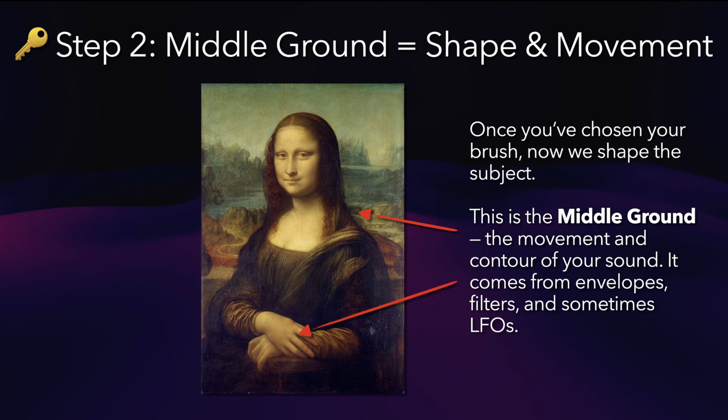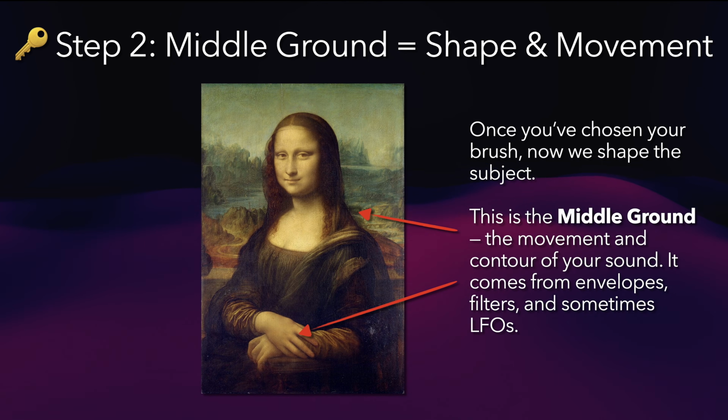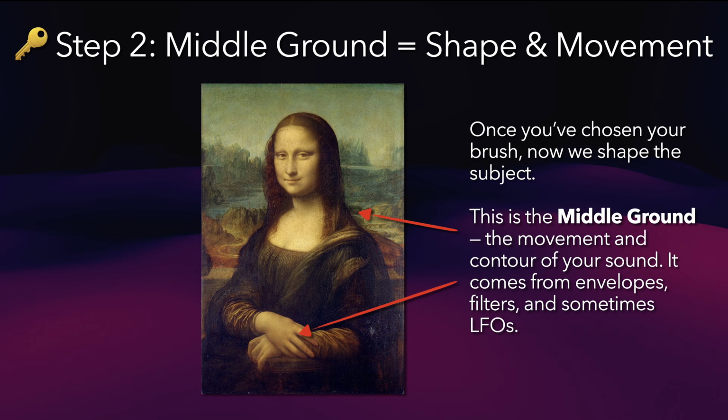Have you ever played a synth patch that felt flat or lifeless? That's because it's missing movement, like a painting with no shading. So let's fix that now. Once you've chosen your brush, now we shape the subject. This is the middle ground, the movement and the contour of your sound. It comes from envelopes, filters, and sometimes LFOs.